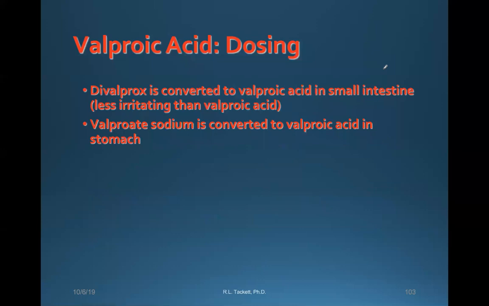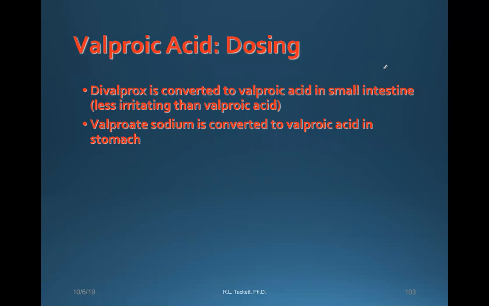Now, one of the big things we see with valproic acid is that when you give it, it can be irritating to the stomach. So one of the things that they've done is that instead of giving valproic acid, they give divalproex or valproate sodium. That dosage form appears to be less irritating, because it gets converted in the small intestine where it's going to be absorbed. So that's one way to get around it.